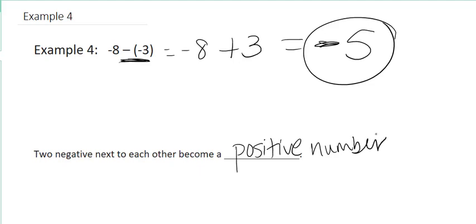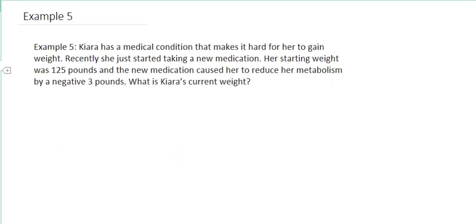So let's go to our example 5. So Kira has a medical condition that makes it hard for her to gain weight. Recently, she just started taking new medication. Her starting weight was 125 pounds, and the new medication caused her to reduce her metabolism by negative 3 pounds. What is Kira's current weight?